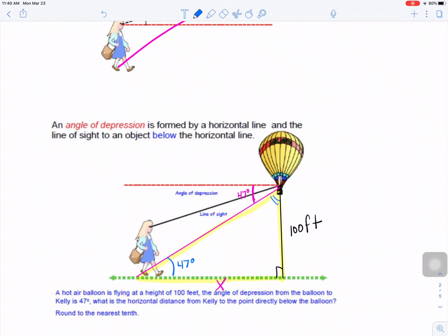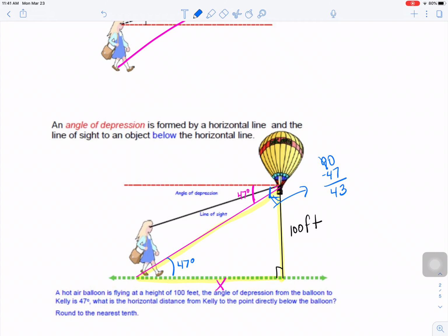All right. The other way you can get another angle is because the horizontal and vertical are perpendicular. They make a right angle. So you could do 90 minus 47 and get this angle, which would be 43 degrees.